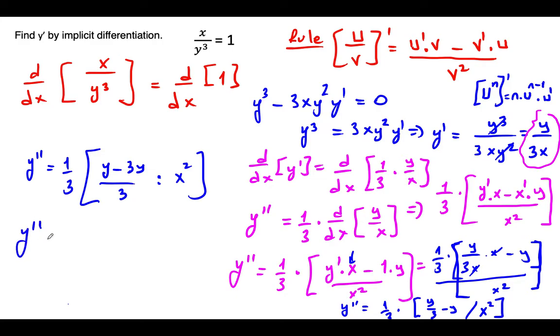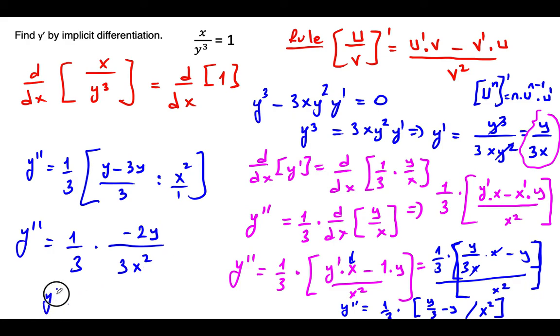So y double prime is equal to 1 over 3 times, and you know that the denominator is 1, reciprocal. So y minus 3y is negative 2y, divided by 3x squared. So this is the final result.